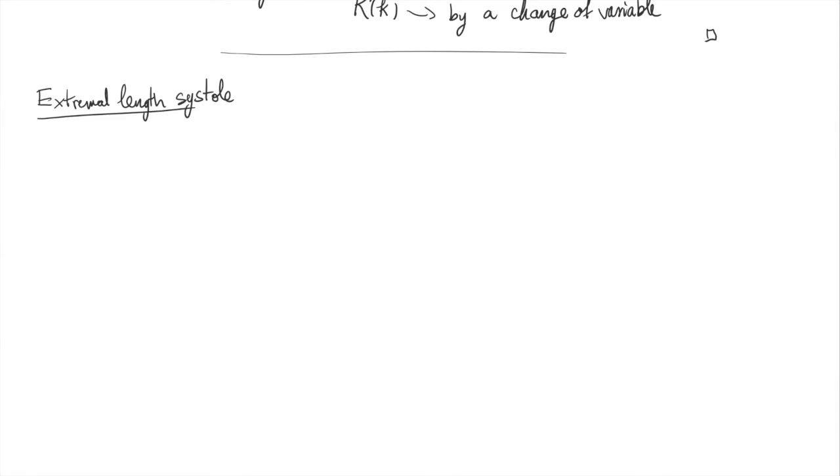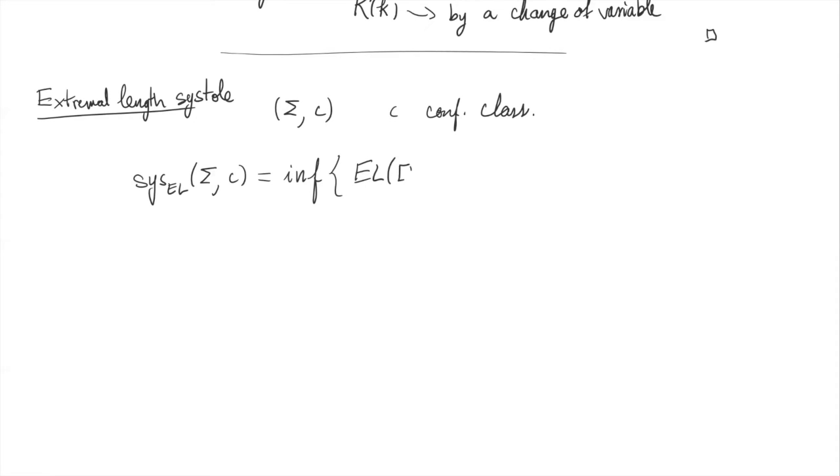So what is the extremal length systole? Well, it's the analog of the systole. Here, let's say sigma is a surface equipped with some conformal class of metric. That's equivalent to fixing a complex structure or a Riemann surface structure on the surface. Then the extremal length systole of sigma equipped with this conformal structure is defined analogously as before, but now we replace Riemannian length by extremal length. So it's the infimum of extremal length of a homotopy class gamma with respect to C.